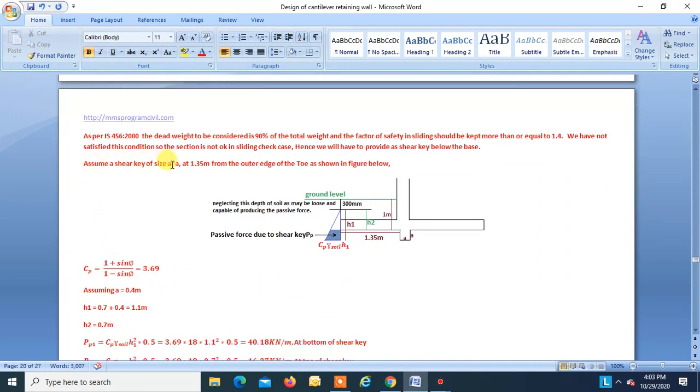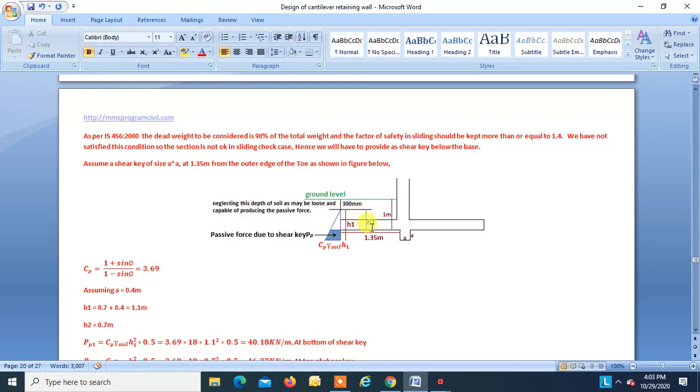Assume a shear key of size A by A at a distance 1.35 meters from the outer edge of the toe. Now this is our pressure diagram, and this is another pressure diagram, same as I explained above. The top 300 mm we are neglecting because this soil can be loose, and it will not be effective in providing the passive force. So the top 300 mm we are not considering in our calculation.